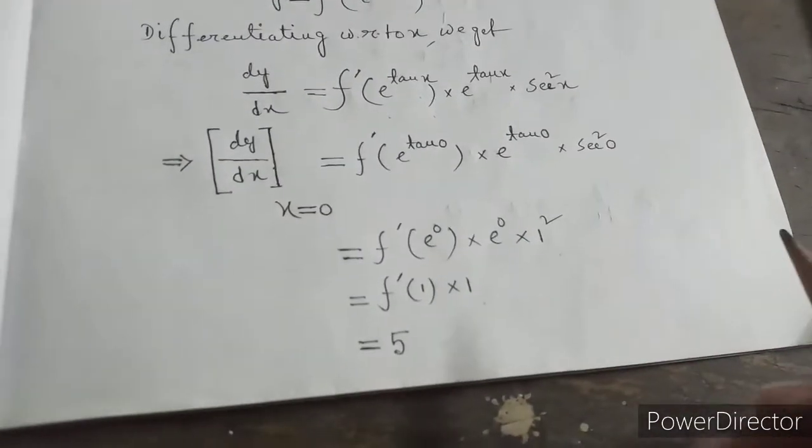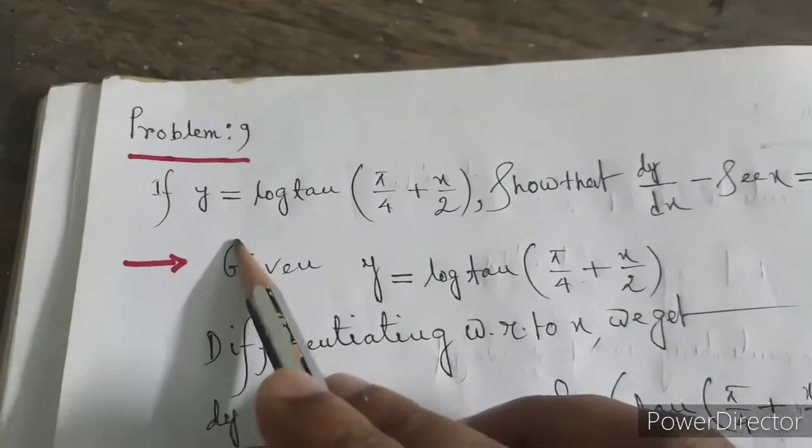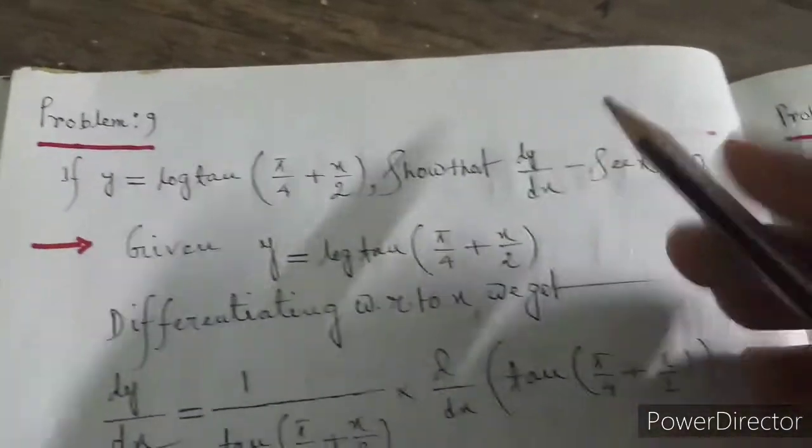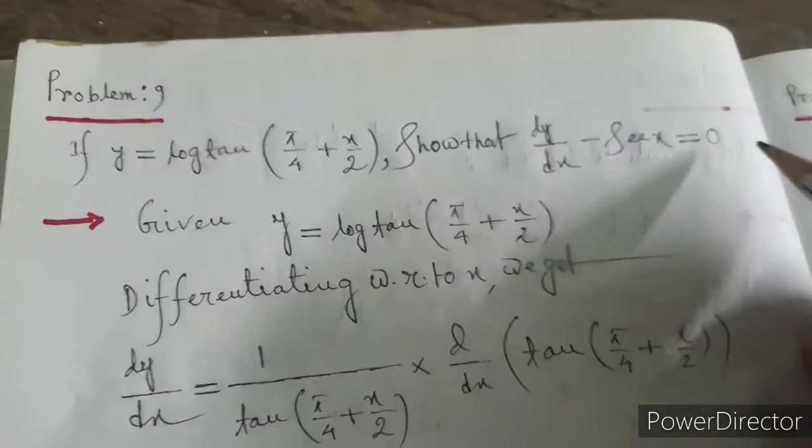So the answer is 5. Next question. If y equals log tan(pi/4 + x/2), then show that dy/dx minus sec x equals 0.